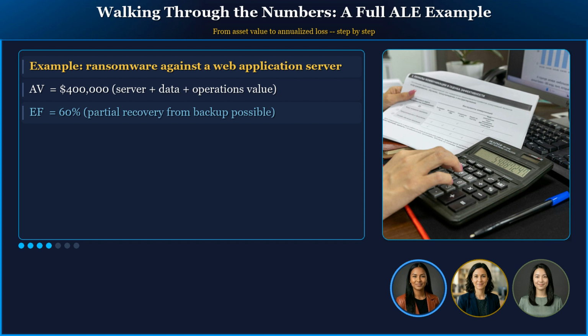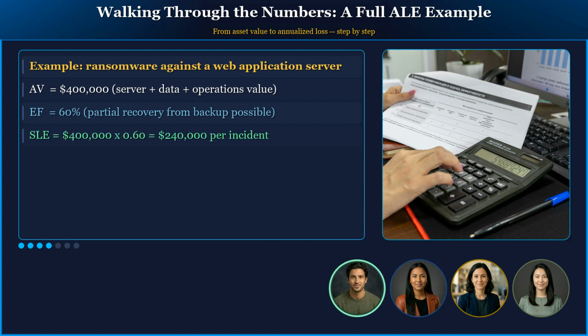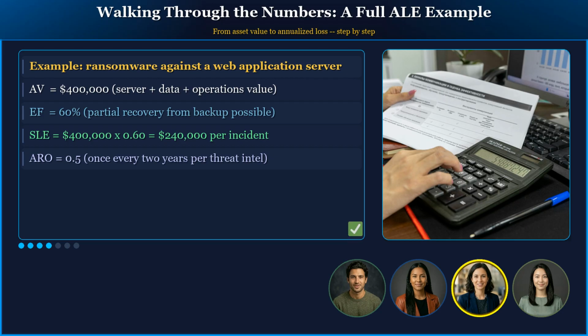Hold that number. Threat intelligence shows organizations in your industry face a ransomware event against a web server roughly once every 2 years. Annualized rate of occurrence, 0.5. Stick with me, this is where the two numbers come together. Annualized loss expectancy, $240,000 times 0.5 equals $120,000 per year. That is the expected annual cost from ransomware on this asset.